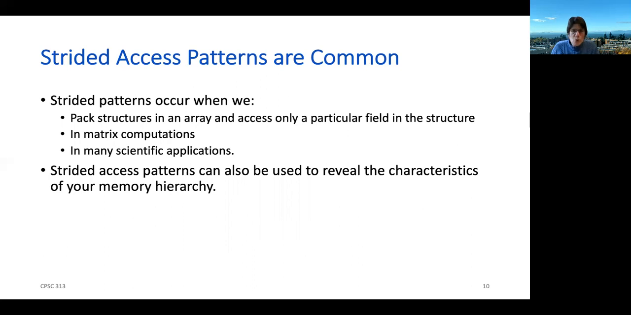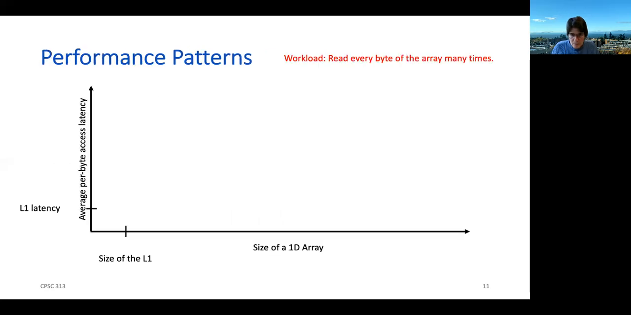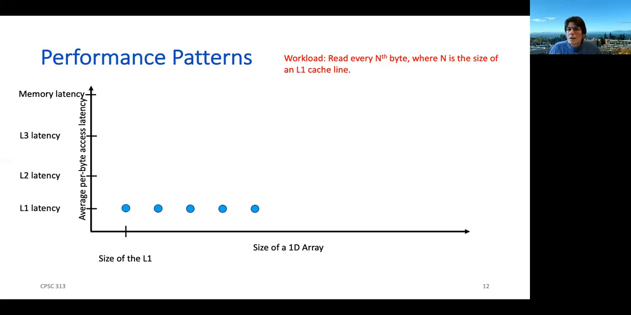And so what I want to do is wrap up with a little bit of an example about what I mean by using these strided patterns to figure out what your cache hierarchy is. So consider this graph where we have the size of some array on the x-axis, and on the y-axis, how long it takes us to do something. Let's consider the workload where we read every byte of the array many times. This is the workload we've been looking at. We already said that when your array is roughly the size of the L1, we get L1 performance. And even as that array gets bigger, we continue to get L1 performance.